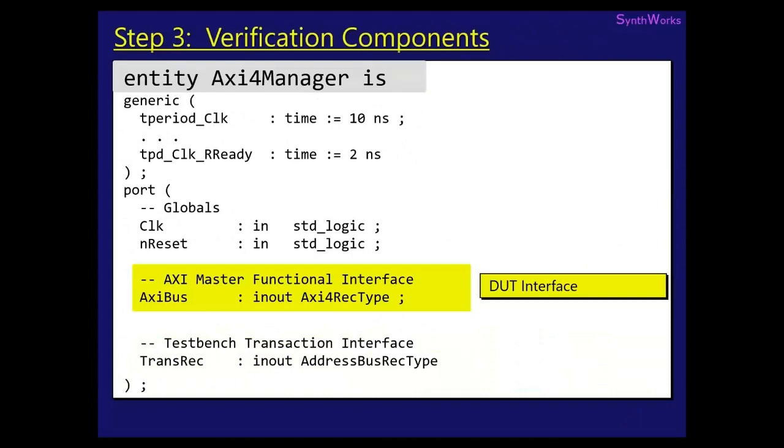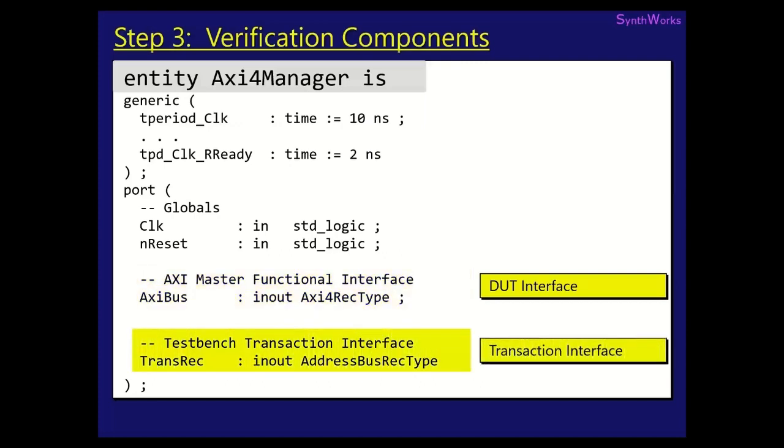All right, our verification component then. We have an interface to the DUT. It might be a record as I've suggested here. It might be individual signals. For AXI bus, I definitely recommend records because there's a lot of signals that are optional that are very easy to connect if it's a record, very messy to connect if it's not. All right, and then we have the transaction interface.